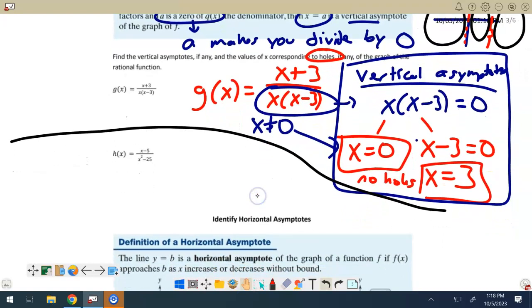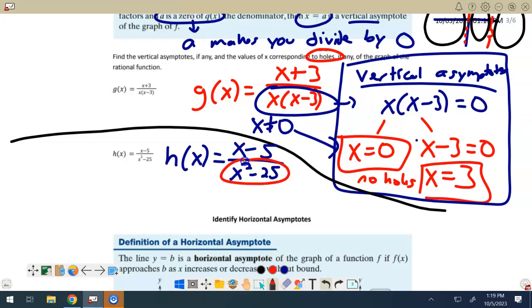For h of x, we actually do have a hole in the graph. So let me explain kind of how that works. Let me write this out so you guys can read it. I'm sorry, it's small print on the screen. So really, we're just going to approach this problem in the same way we did the last one, and in the same way we did the domain, right? We're going to take the denominator and we're going to set it equal to 0.